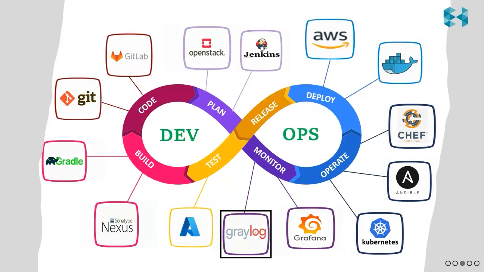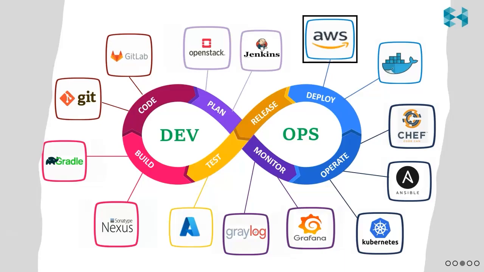Graylog. Now we move into monitoring tools. Graylog collects and analyzes logs so you can quickly find errors and keep systems healthy. And right next to it is Grafana, a fantastic dashboard tool. It helps you visualize metrics, monitor performance, and spot issues early.